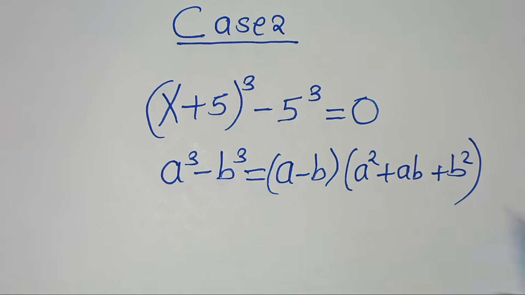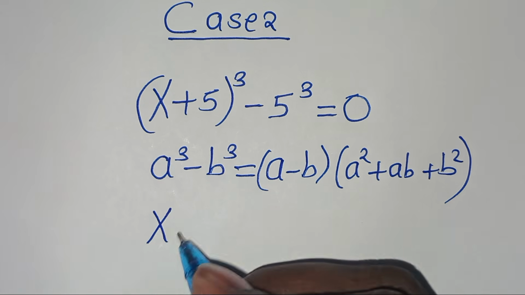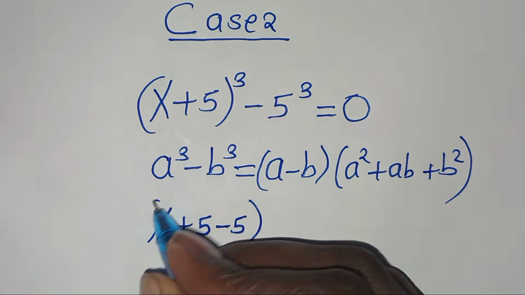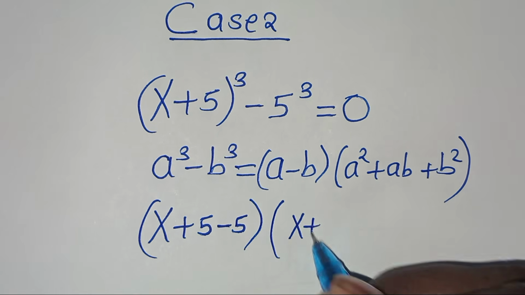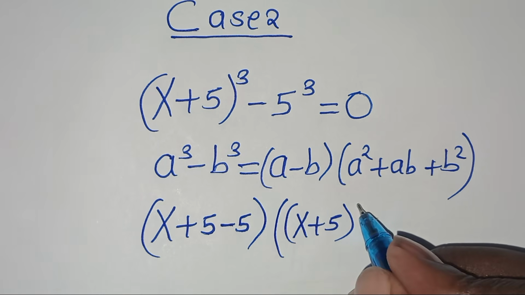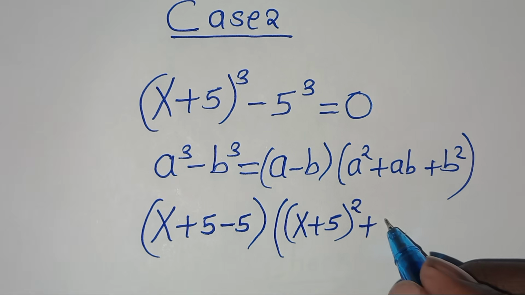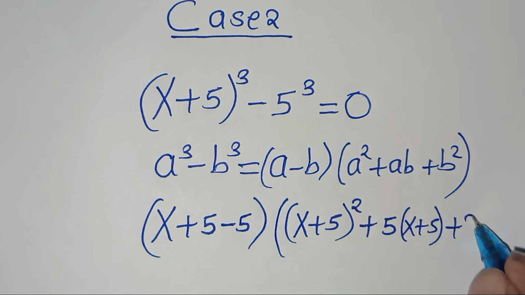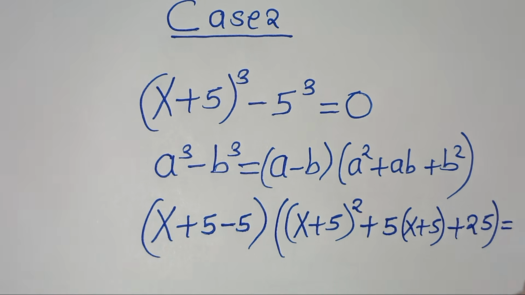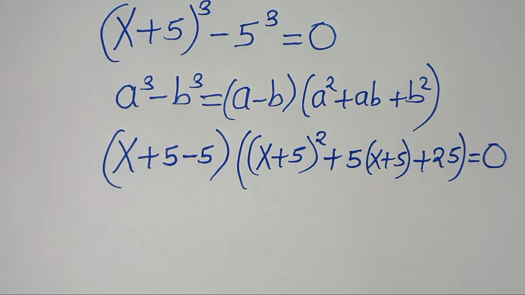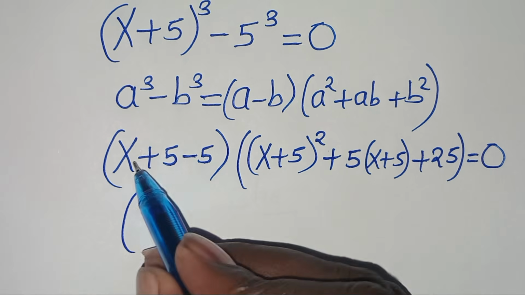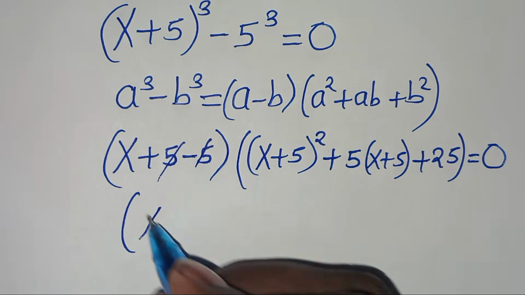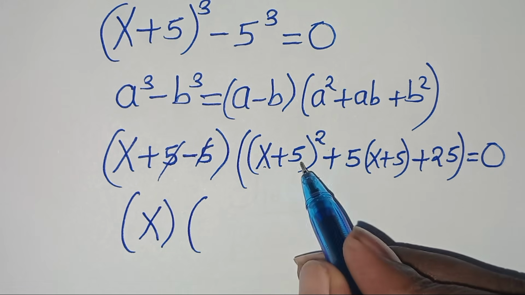Applying this identity, it follows that we have x plus 5 minus 5, then here we have x plus 5 raised to the power of 2, then plus 5 multiplied by x plus 5, then plus 5 to the power of 2, which is 25, and this is equal to 0. So we have x plus 5 minus 5. This simplifies, so we have here x multiplied by x plus 5 to the power of 2.